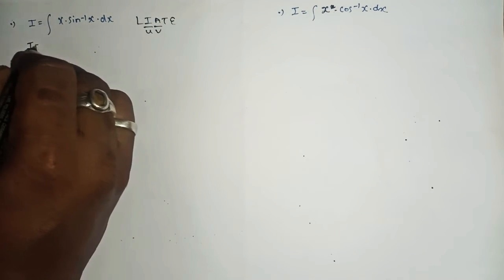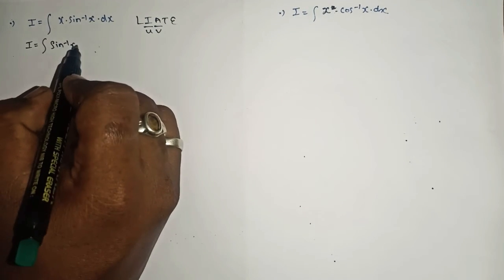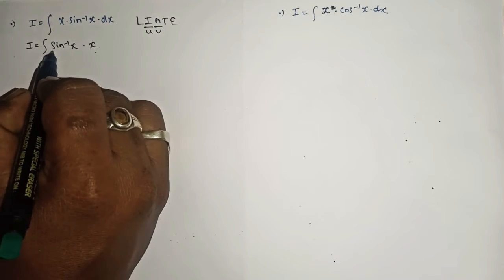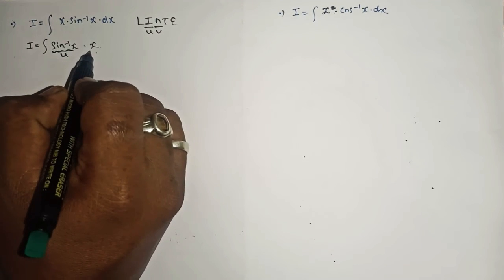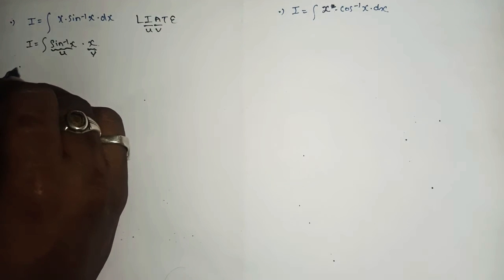So here first we'll write sine inverse x into x. So this part will be considered as u according to the serial order. I comes first and A comes second, so the first one we have to consider as u. Okay, so now we'll apply the formula.